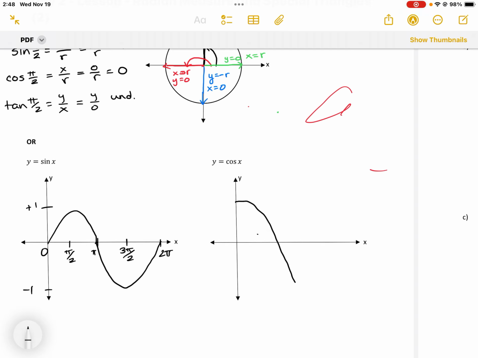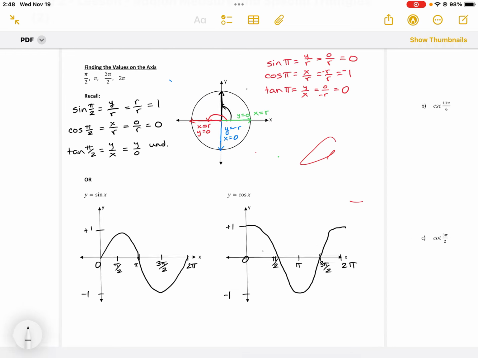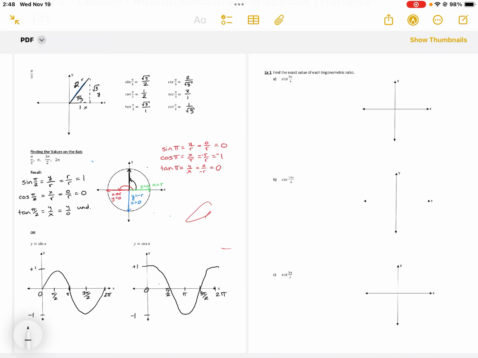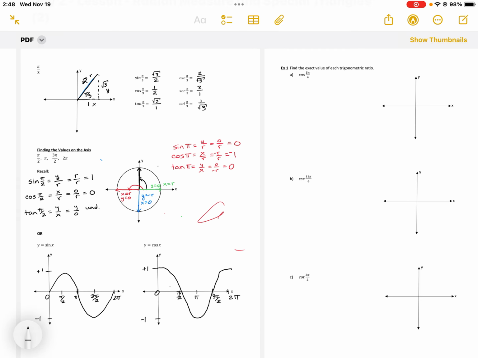Your cosine graph goes down like this, looks like a cup. It also goes in between +1 and -1, starts at a maximum at 0, passes through the x-axis at pi over 2, gets down to -1 at pi, and then 3 pi over 2, and finally goes back to a maximum at 2 pi. So those are values that you need to remember in order to be able to evaluate the trig ratios.